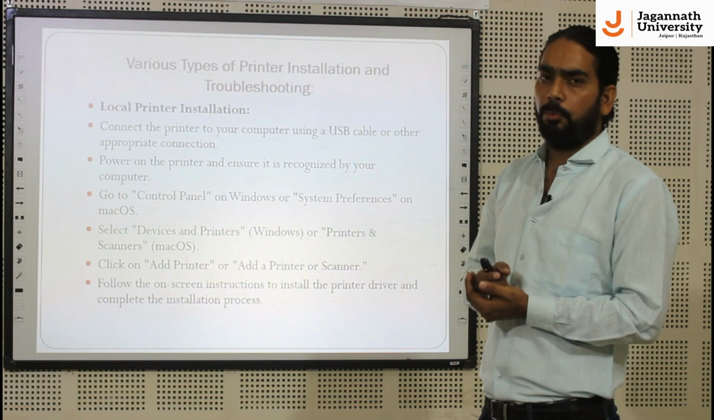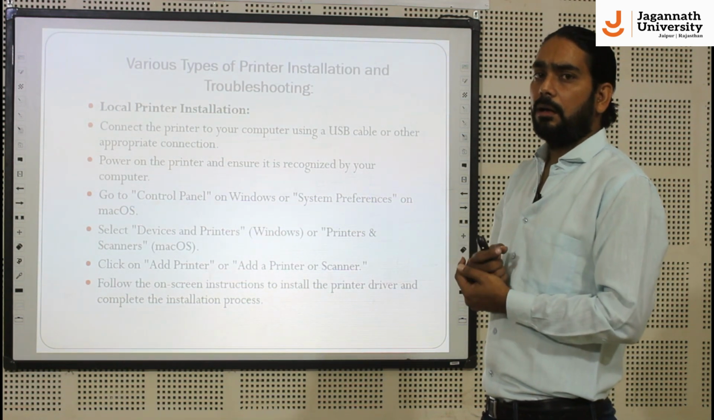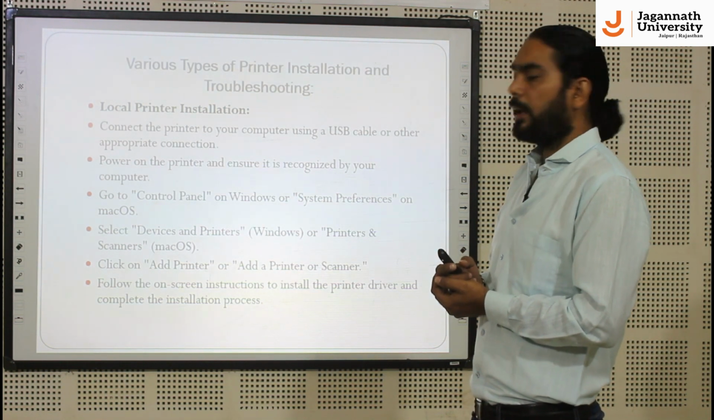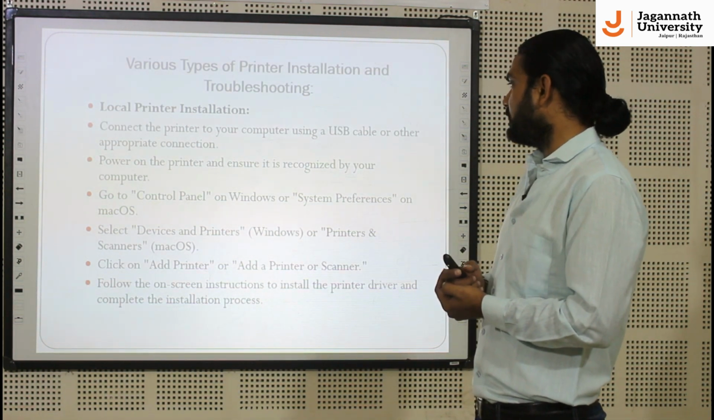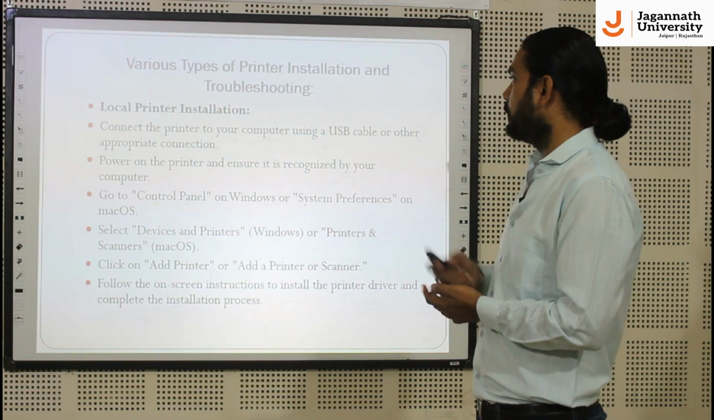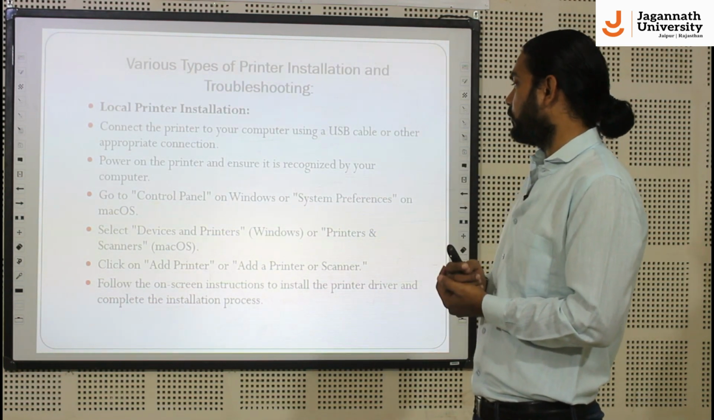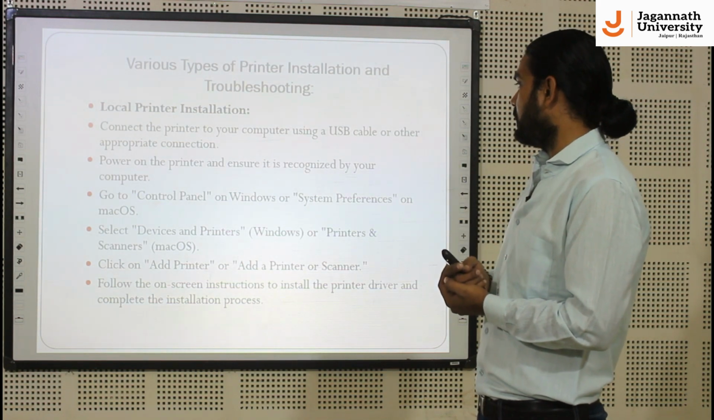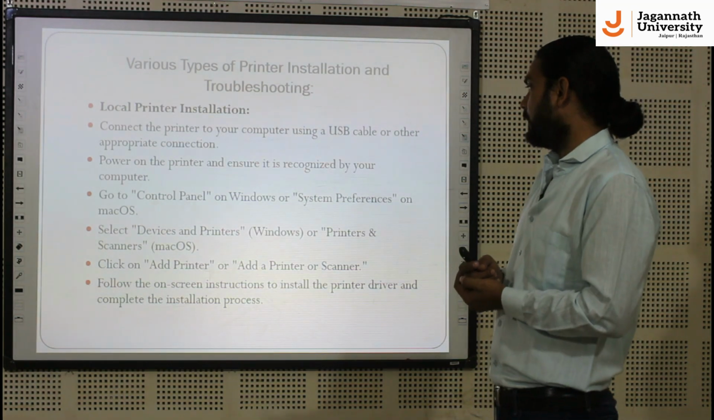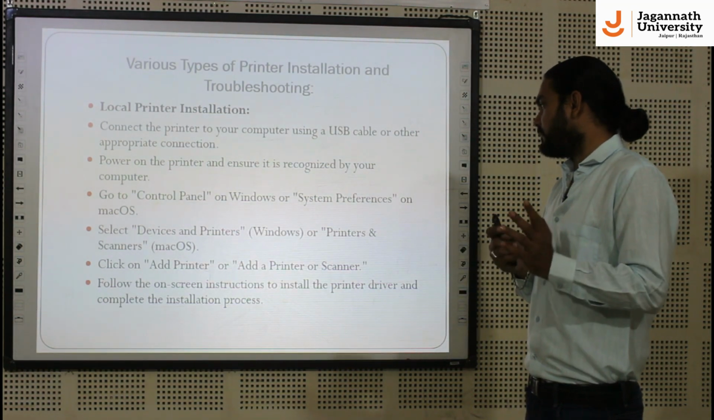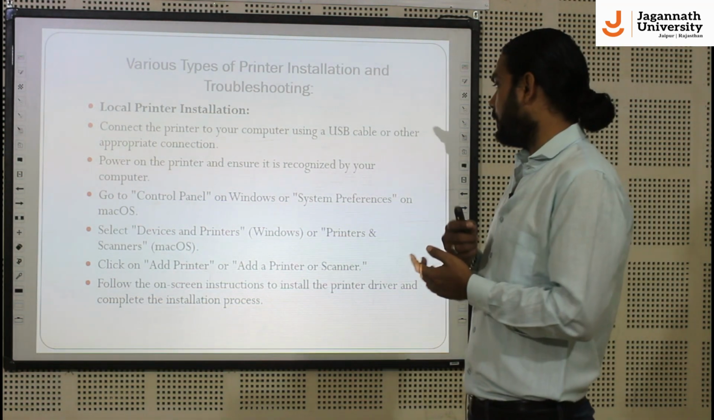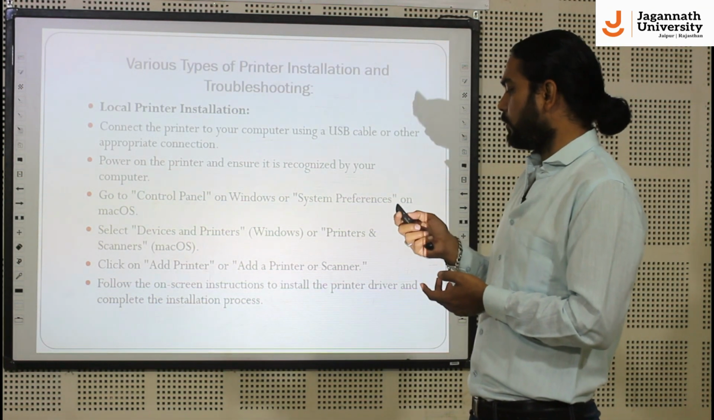Now go to the control panel. This is available in the control panel options on Windows or System Preferences on Mac OS. Now select Devices and Printers in Windows, and Printers and Scanners in Mac OS. This is basically the procedure to select local printer installation. Click on Add Printer or Scanner and follow the on-screen instructions to install the printer and drivers, and the next options are performed for installation of the local printer.